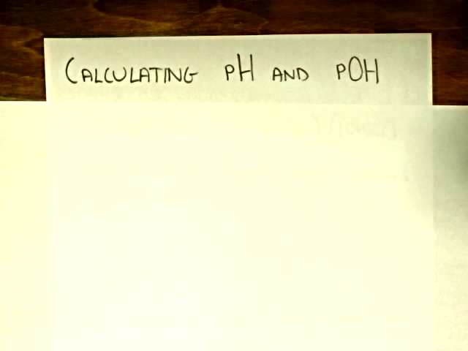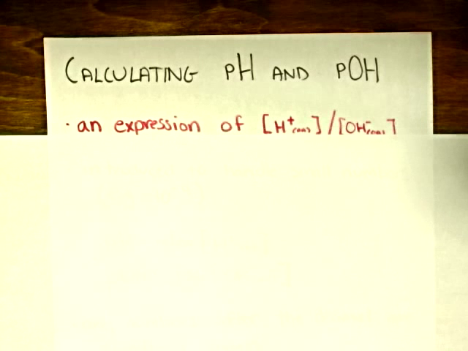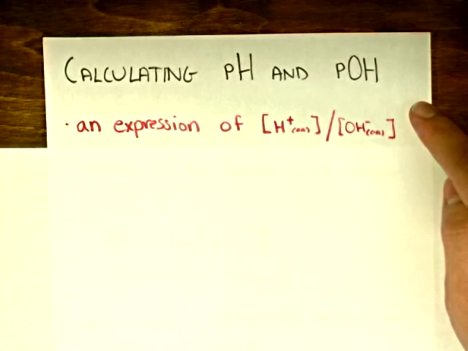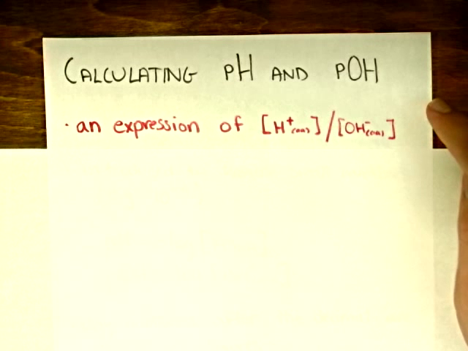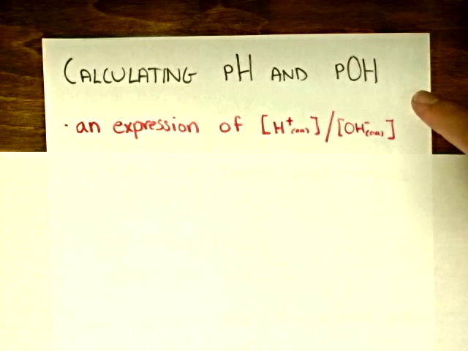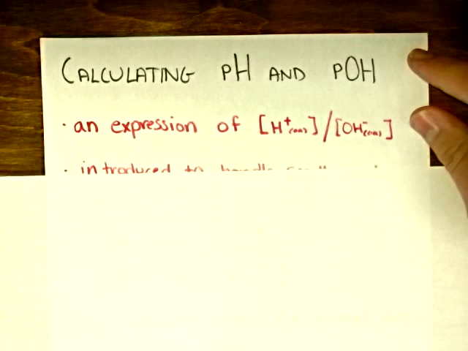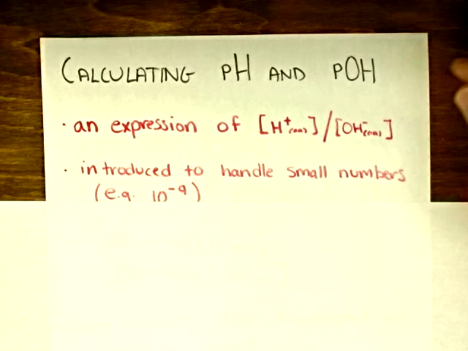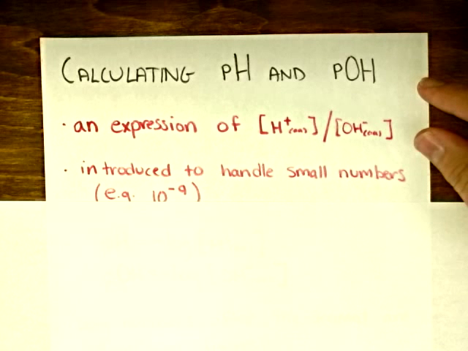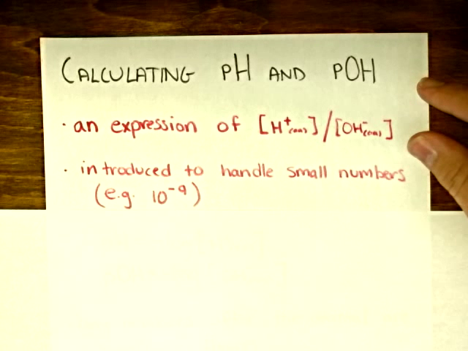In this video, I want to talk about pH and pOH, and I'm going to do some examples that involve calculating pH. So let's go over very quickly a few points about pH and pOH. pH and pOH are a unitless way of expressing the hydrogen ion or hydronium ion concentrations and hydroxide ion concentrations. It was introduced in order to deal with small values of concentration, like 10 to the minus 9, for example.